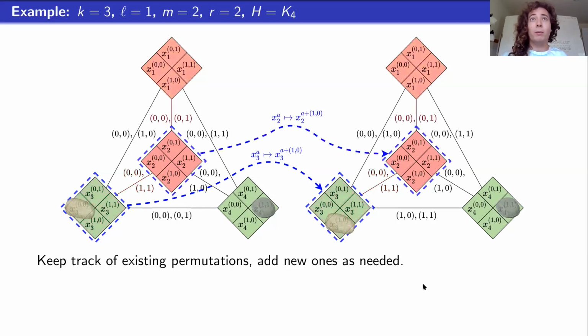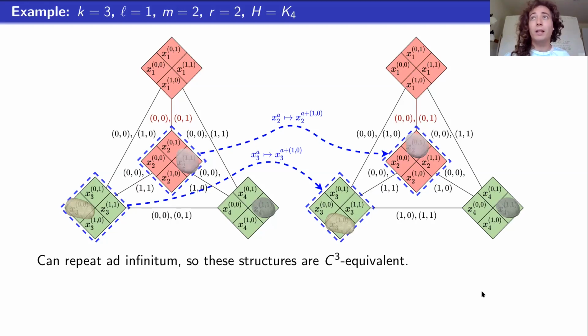So we need to permute these and do the same computation to make sure that we have consistency between this edge, and between this edge and this edge. Okay, and that's all spoiler duplicator has to do. And you can just play this game ad infinitum and check that indeed spoiler will never be able to win. So these two structures are C3 equivalent. And this despite having different optimal values.